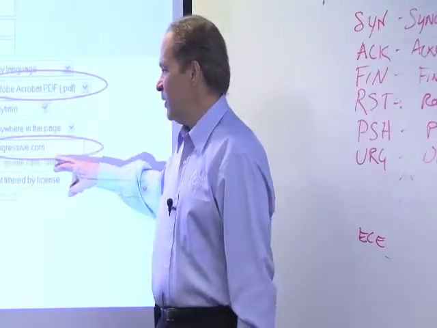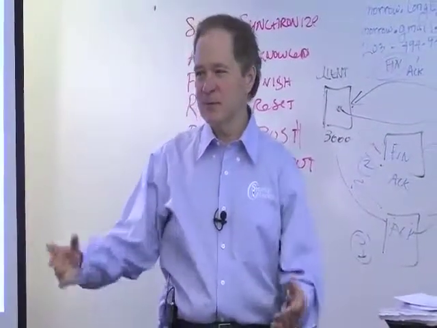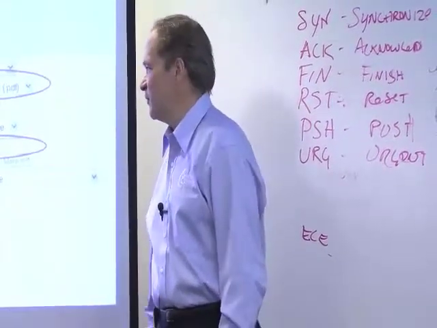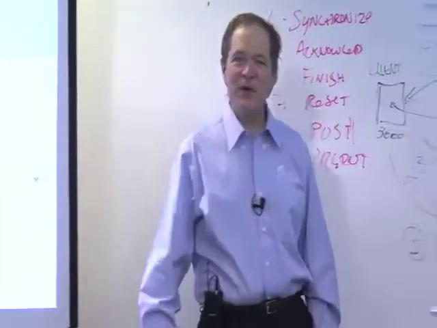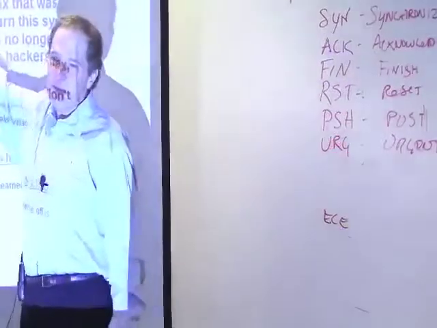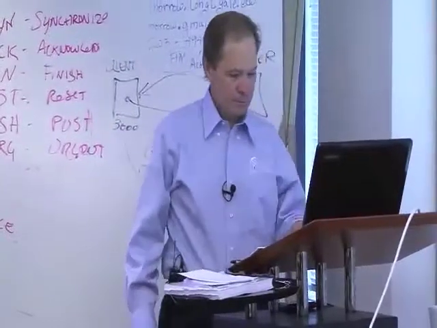Here we're looking only for things under Progressive.com. Progressive is an insurance company, right? They sell insurance. So we're looking for PDFs on sites ending in Progressive.com, and maybe we'll find some interesting PDFs. Here we did that. That resulted in sending a query for the site modifier, site colon Progressive.com, and the file type colon PDF. Okay?